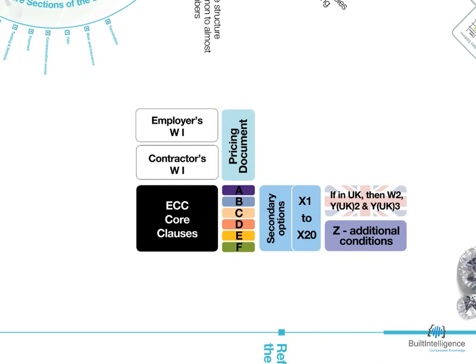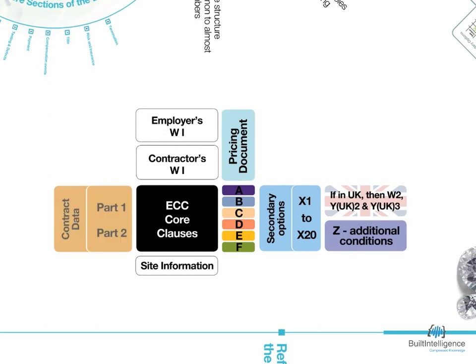The next document is the site information. The site information is supplied by the employer and describes the site and its surroundings, or what the contractor can expect to find when he turns up on site. It would therefore cover such things as existing layout, ground conditions, and so on.